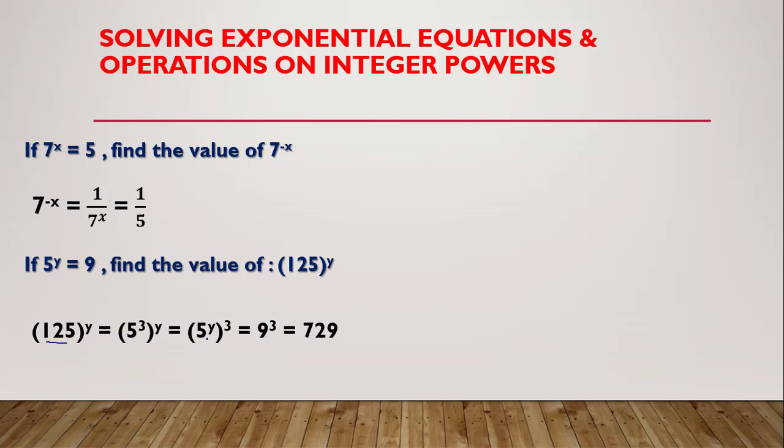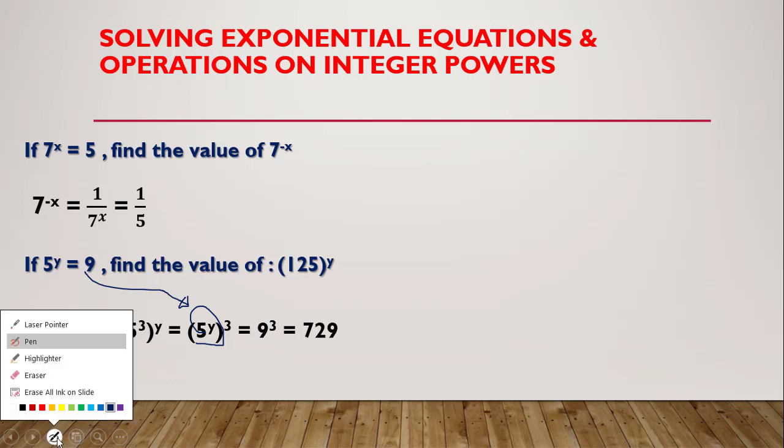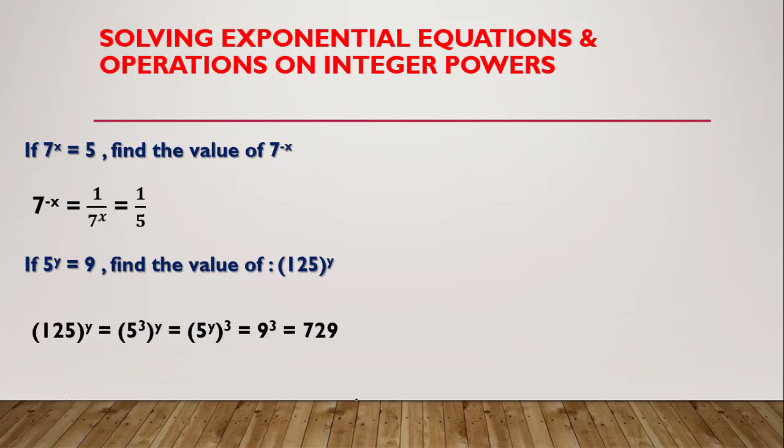So it will be 5 power y all power 3. 5 power y here is 9. Instead of 5 power y, I write 9 because 5 power y equals 9. So 9 power 3, which is 729.